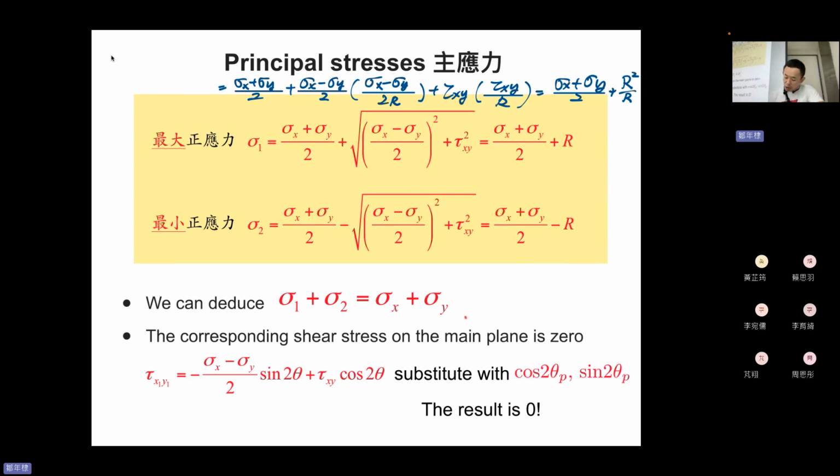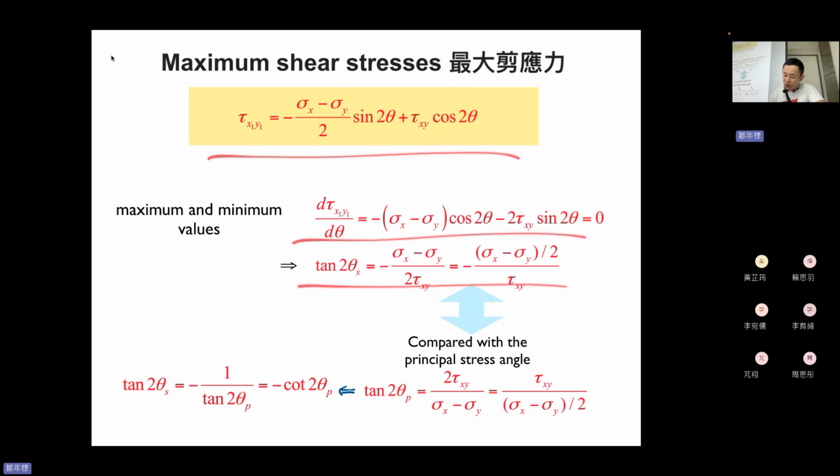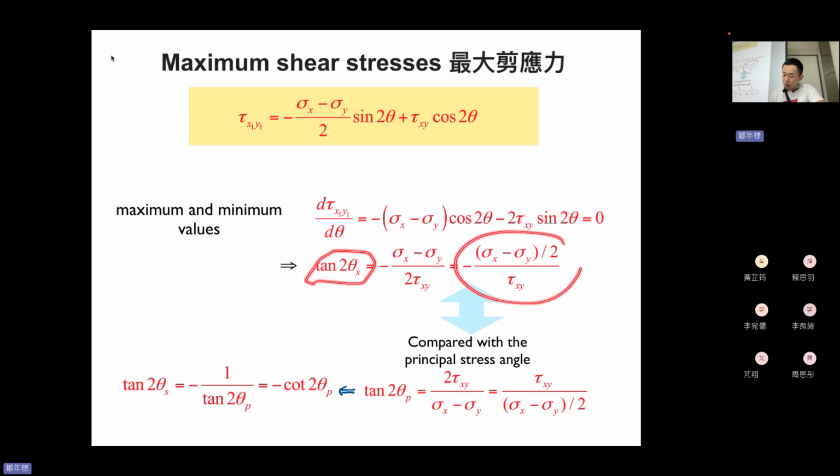Okay, and then it also satisfies the stress invariant. Then we substitute the cosine and sine 2 theta p. We obtain that when the principal stress occurs, there will be no shear, it is 0. Then we also introduce the maximum shear stress, and we do exactly the same thing, differentiation. We found that tangent 2 theta s equals this. So whenever theta satisfies this equation, that plane will give you the maximum shear stress.